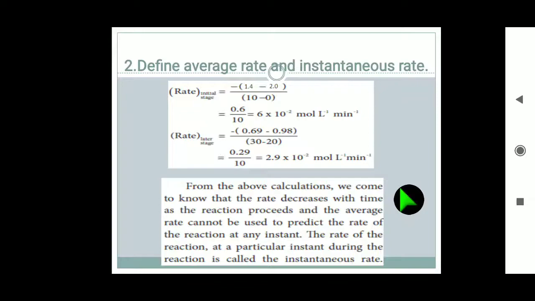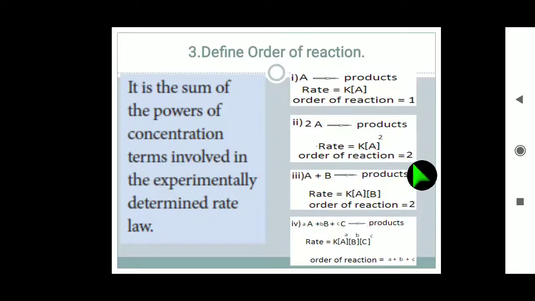Let us move to the third question. Okay, define order of reaction. It is important, 3 more question. So on the right side I have given some examples. So once you find the general equation, we can get the order of reaction.